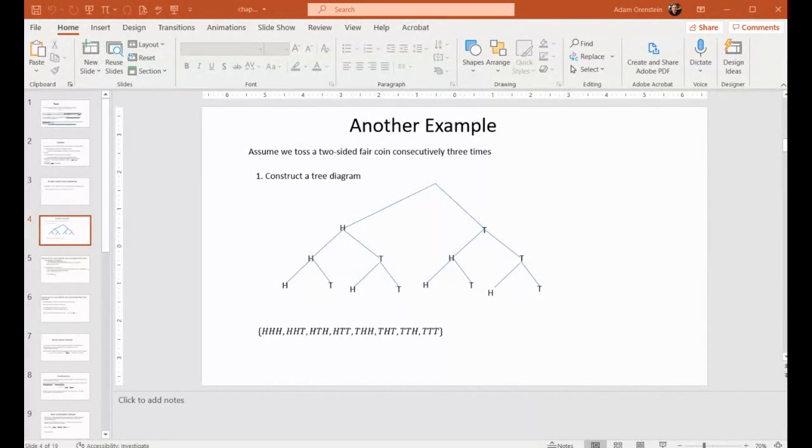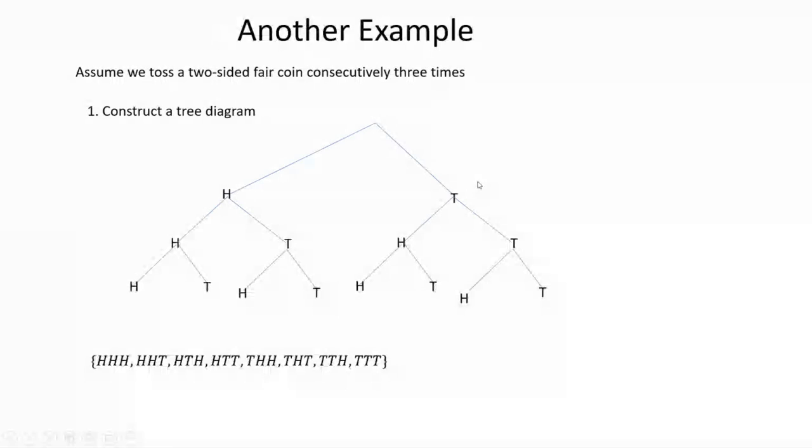So we toss a two-sided fair coin 3 times, okay? Let's say we decide to do that. Well, we could list all the outcomes, right? To do that efficiently, we could use a tree diagram. That's what I'm doing here.